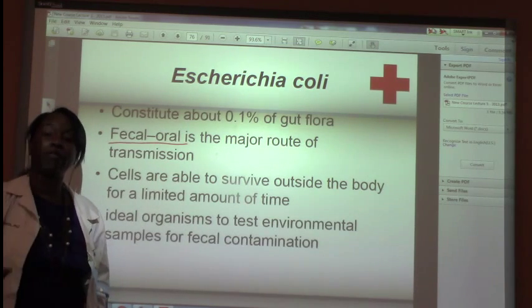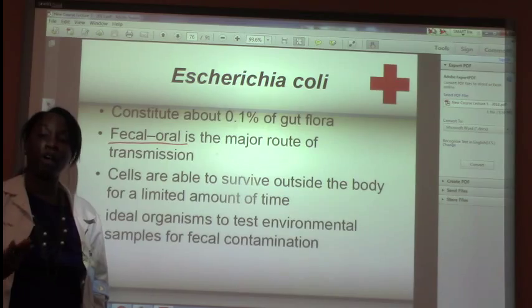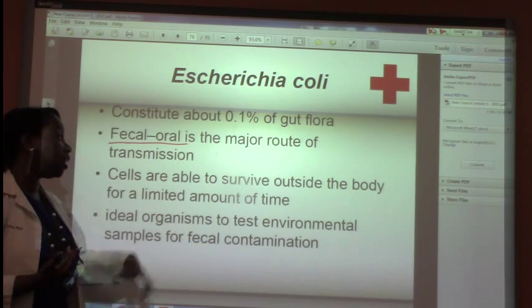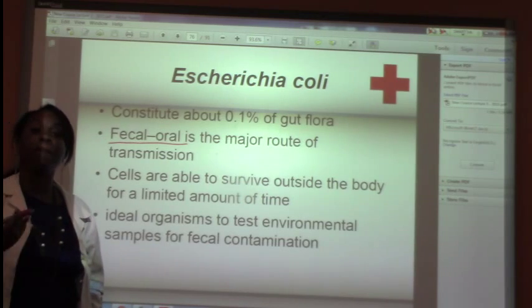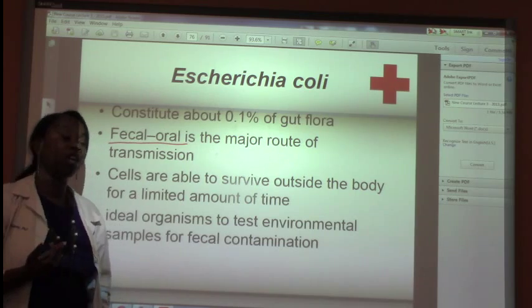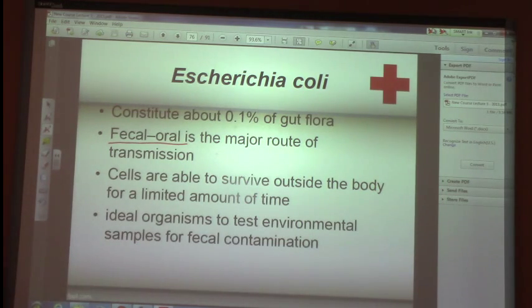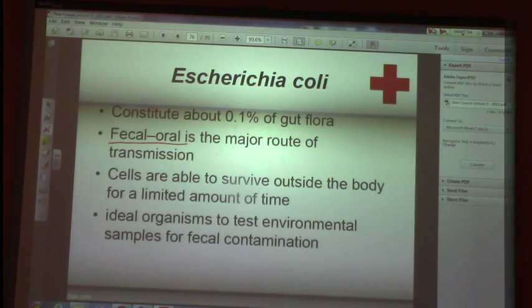So if you were to prepare food without washing your hands properly, and you eat that contaminated food that now has the fecal E. coli that you shed, that's considered to be the fecal-oral route. And this is actually the major route of transmission for most microbes that we acquire. So that's considered to be the number one mode of entry. In regards to E. coli, the cells are able to survive outside the body for a limited amount of time, and they're ideal organisms to test when we're looking for fecal contamination.